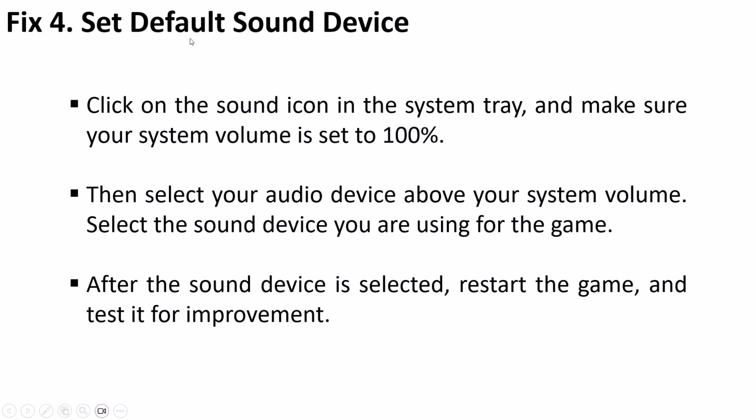Fix 4. Set default sound device. Click on the sound icon in the system tray and make sure your system volume is set to 100%. Then select your audio device above your system volume. Select the sound device you are using for the game. After the sound device is selected, restart the game and then check.